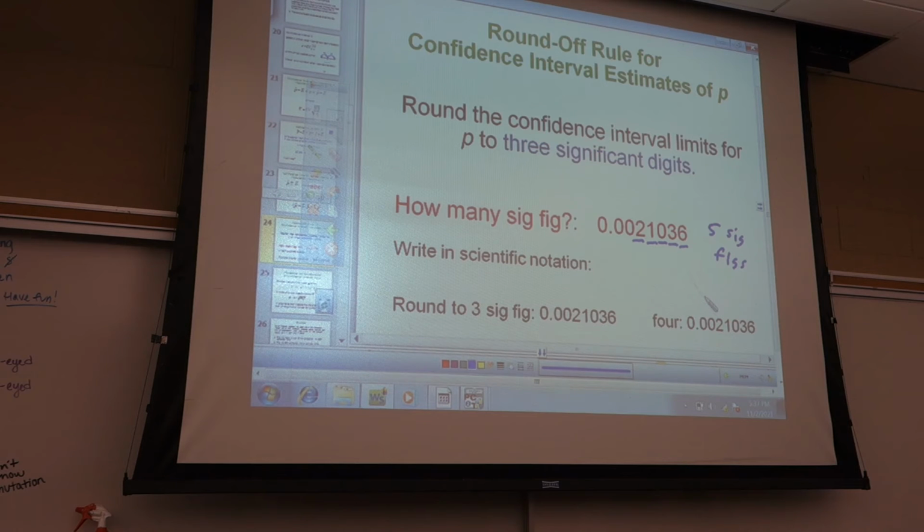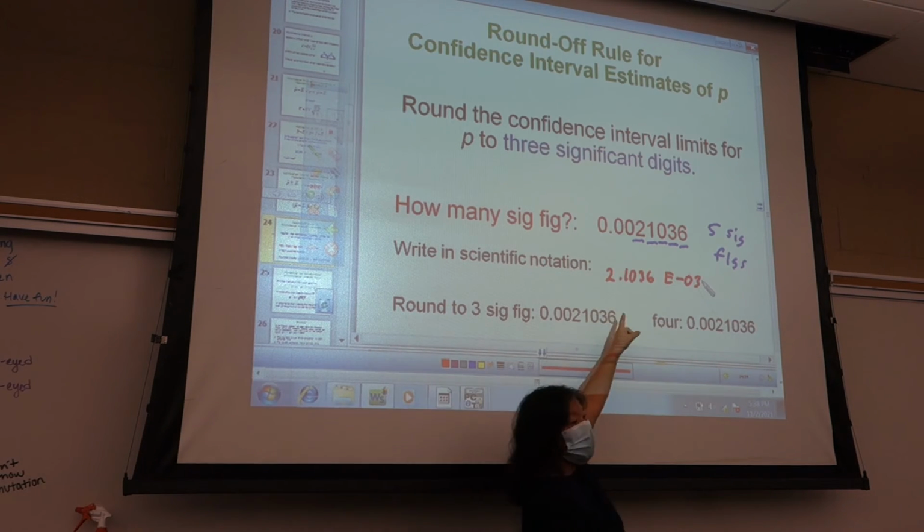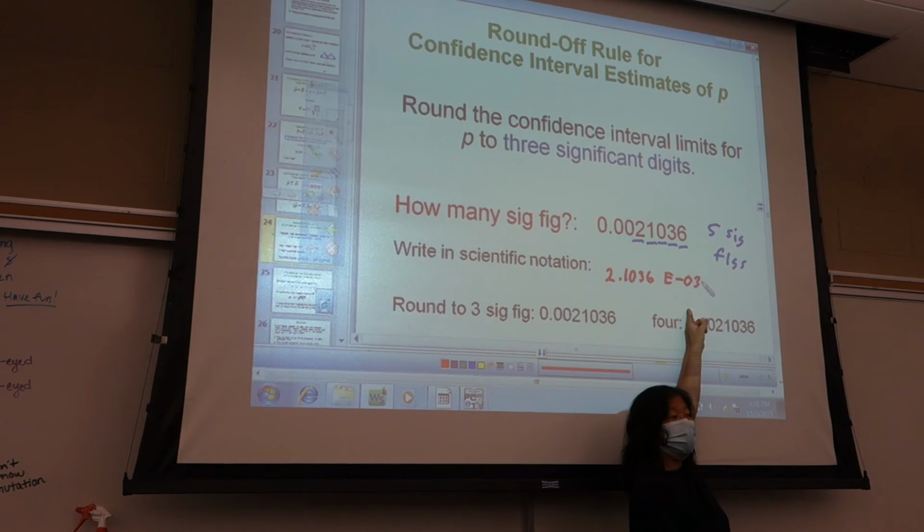How do I write this in scientific notation? It would be written like this: 2.1036 E negative 03. Has anybody seen that? Or times 10 to the negative 3. Has anybody seen this on your calculator? Yes. Look up. If not, you will see it in your calculator.